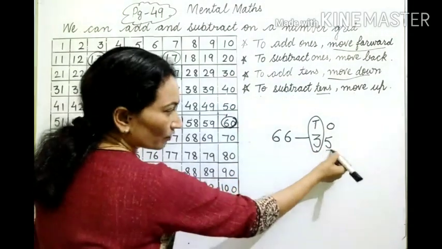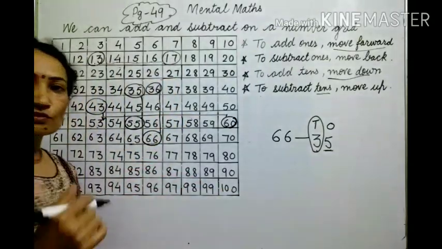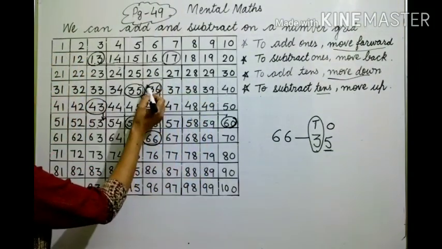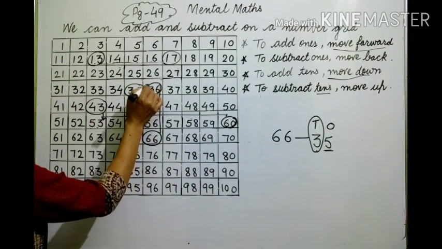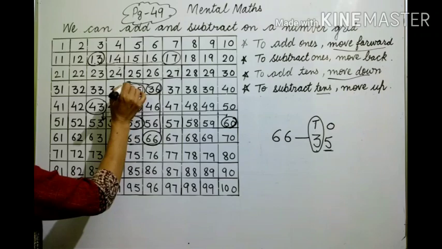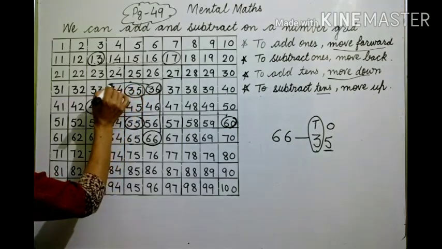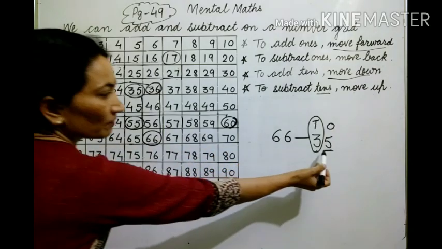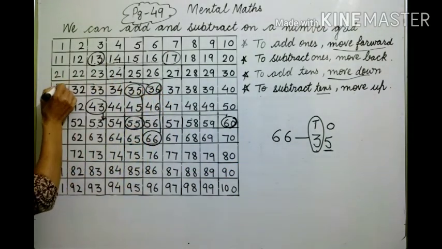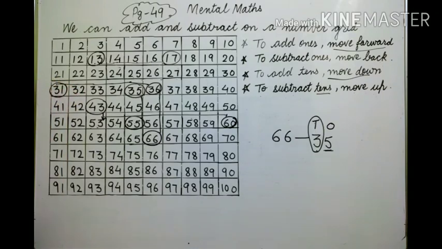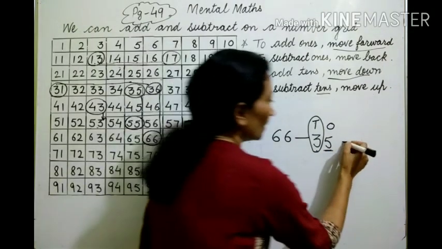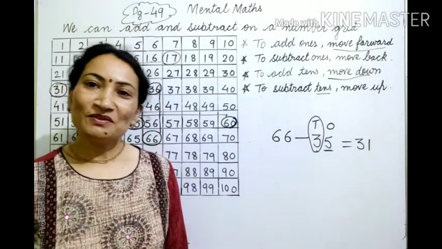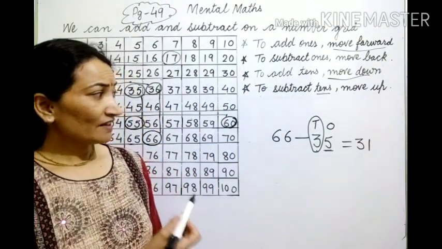Now we have 5 ones also. So to subtract 5 ones we will move back. Counting back 1, 2, 3, 4, 5. We will move 5 steps back from 36. The number which we get is 31. So our answer is 31. Hope you are understanding very clearly.